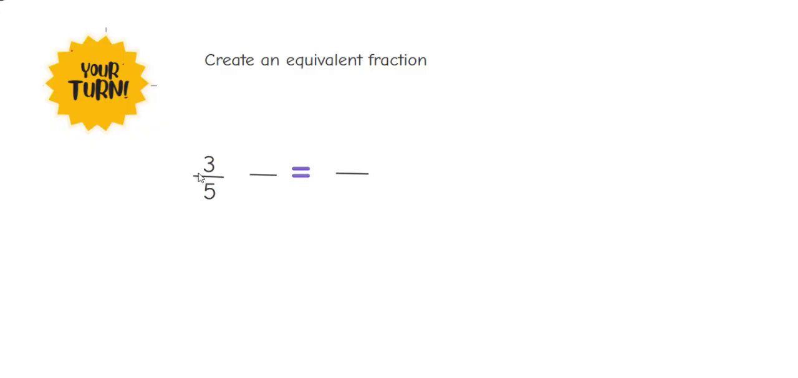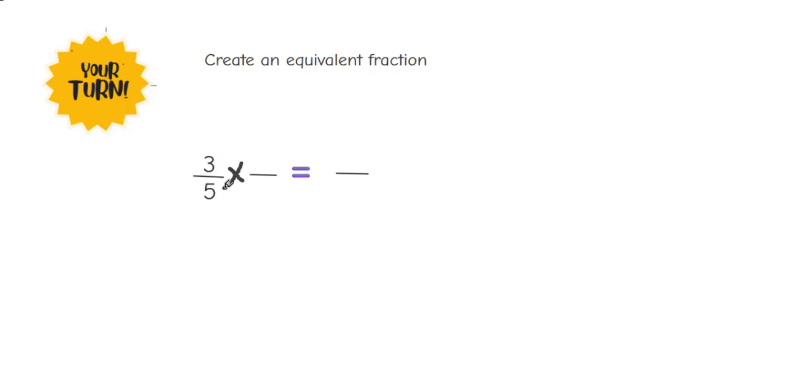Now I have 3/5, and I can either multiply or I can divide. Since these are already low numbers, to make an equivalent fraction, I'm going to make it bigger. I'm going to multiply to make bigger numbers. Not necessarily a bigger fraction, but bigger numbers. I can't really divide anything into 3 or 5, so we're going to multiply. But what can I multiply that by to make an equivalent fraction?